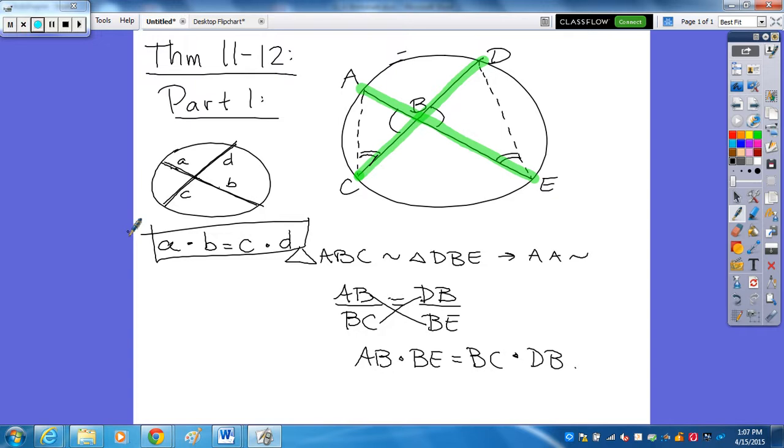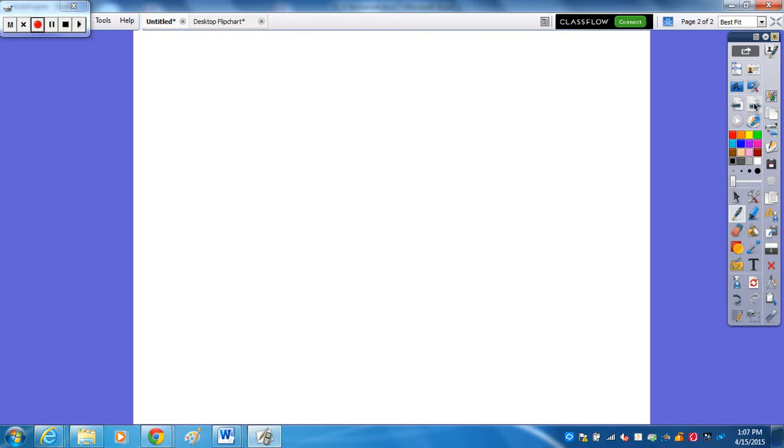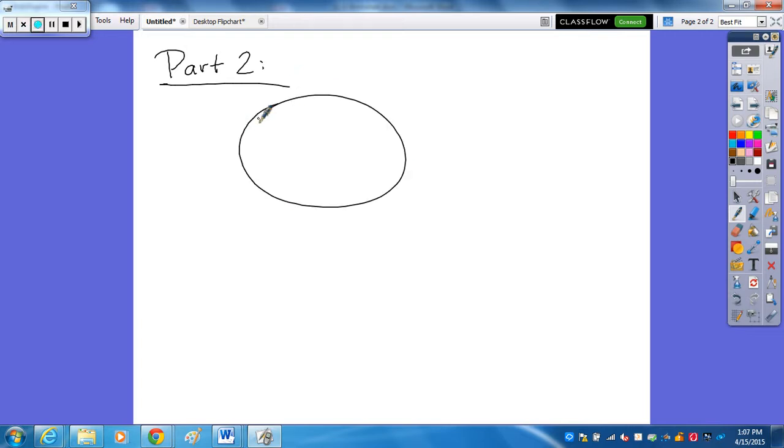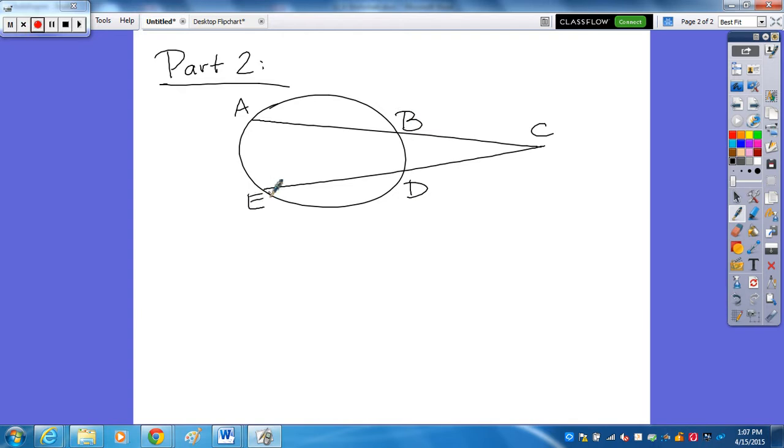Like I said before, there are actually two parts of the theorem that we're going to be looking at. So let's look at part two real quickly. Here's what part two looks like. If we have an intersection outside the circle, just like in theorem 11.11 where the intersection is inside the circle, there's a certain characteristic that takes place. This is outside the circle now. I'm going to label my parts like this: A, B, C, D, and E.